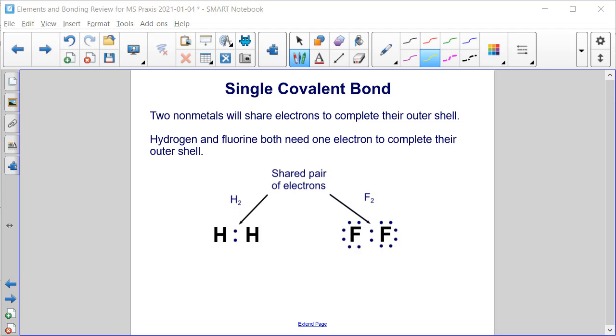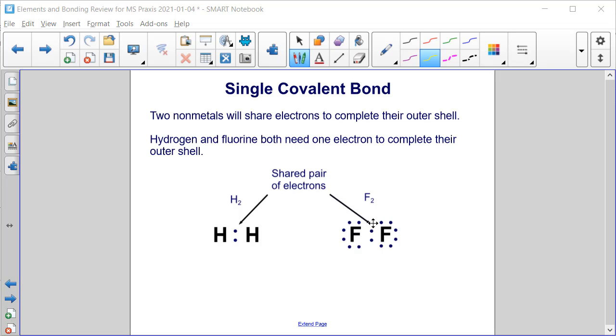In order to form a covalent bond, two nonmetals will share electrons to complete their outer shell. So something like H2 is a covalent compound where each hydrogen has one valence electron, and they share them right here. They're sharing so that they each now have a full outer shell. Remember, hydrogen has a full outer shell with two.